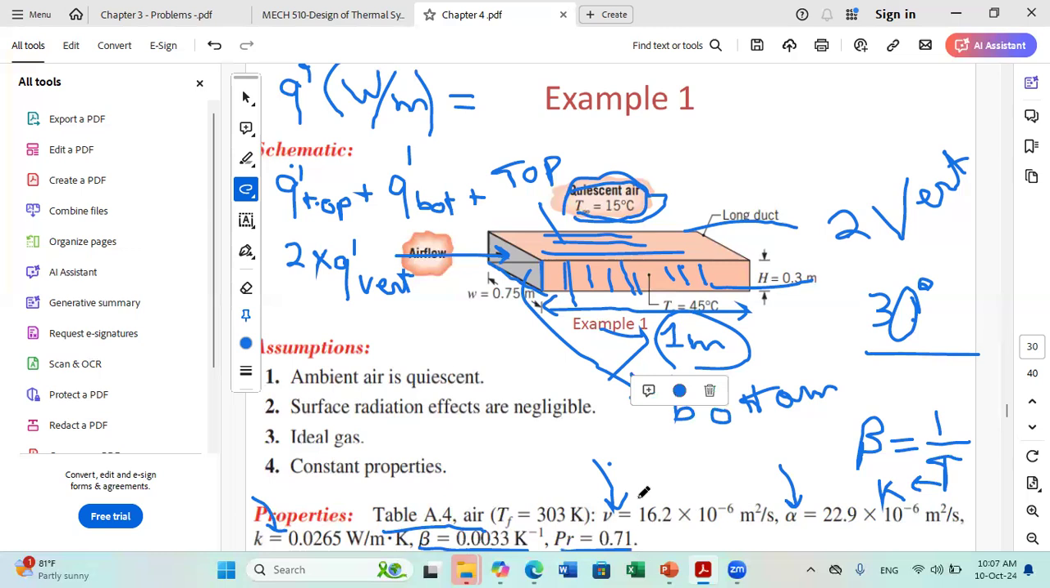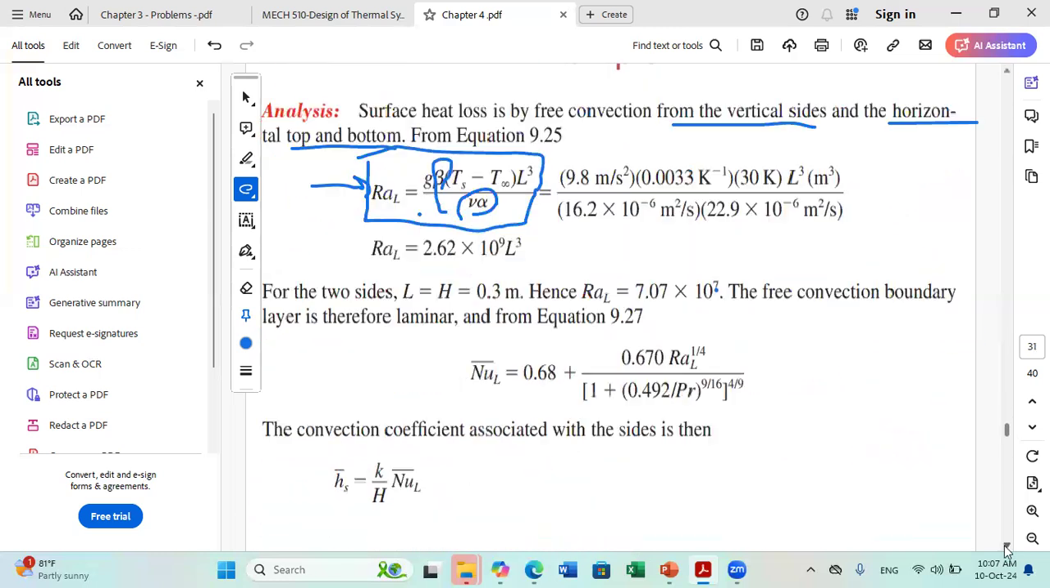Okay, so now we have all properties from the table for the film temperature. Now we are ready to calculate the Rayleigh number. Rayleigh number is g, which is 9.8, times beta, which is 1 over temperature, times T surface minus T infinity, which is 45 minus 15, so 30. Now, what about the characteristic lengths? The characteristic length will vary depending on the surface. For the vertical surface, if you go back to the slide, they tell you that in the case of a vertical surface, the characteristic length is the height.